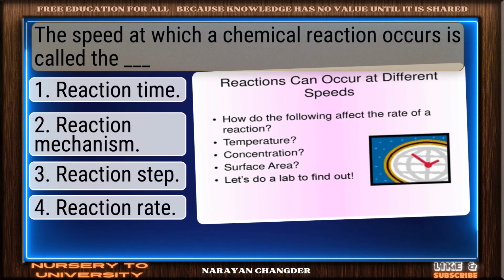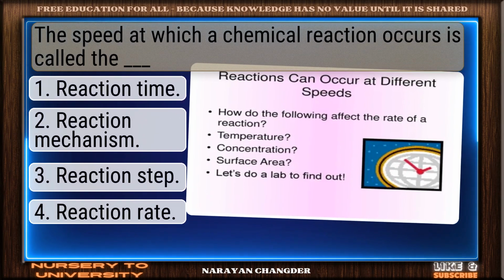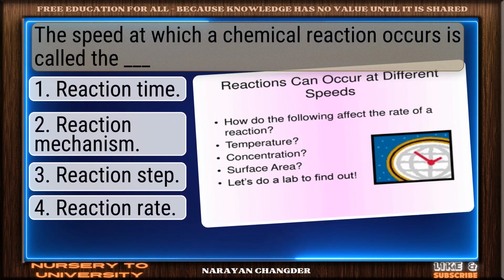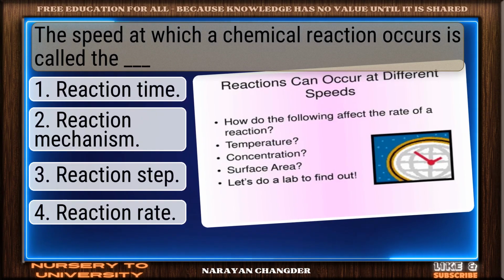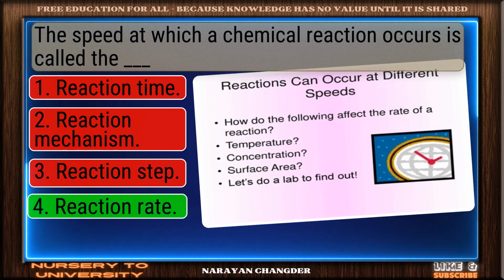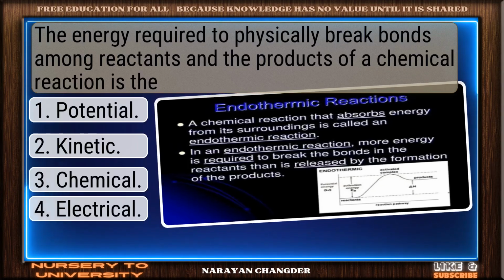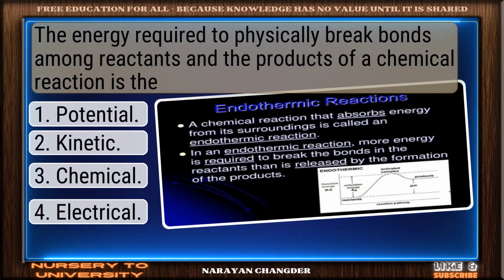The speed at which a chemical reaction occurs is called the dash. Option 1, reaction time. Option 2, reaction mechanism. Option 3, reaction step. Option 4, reaction rate. Great job, reaction rate.